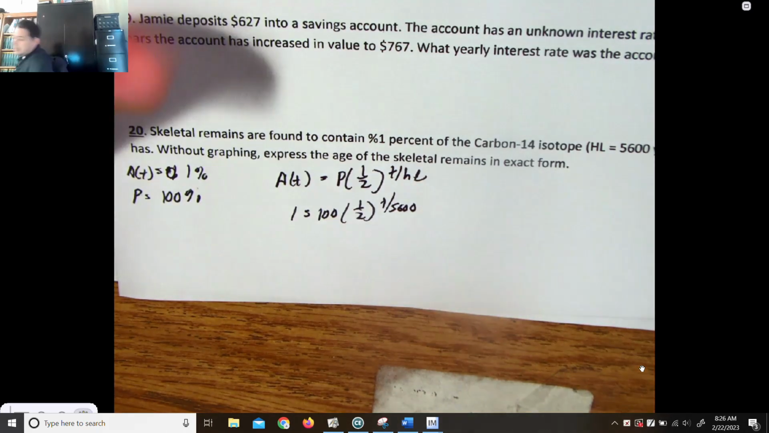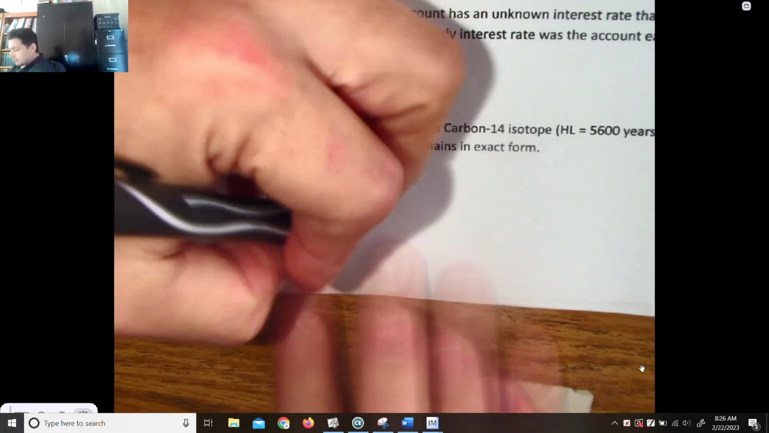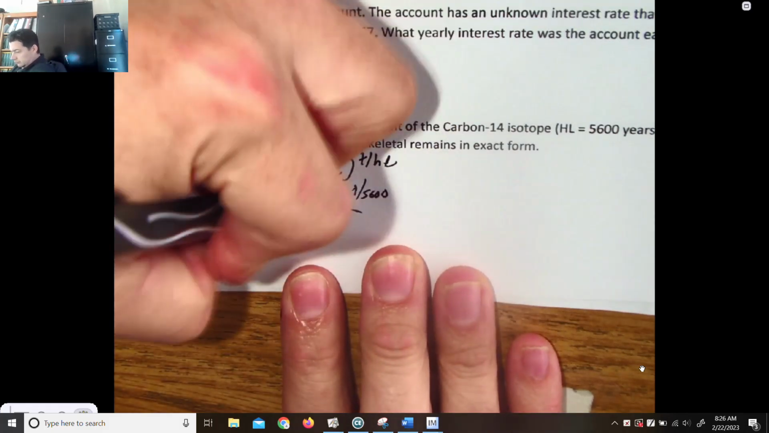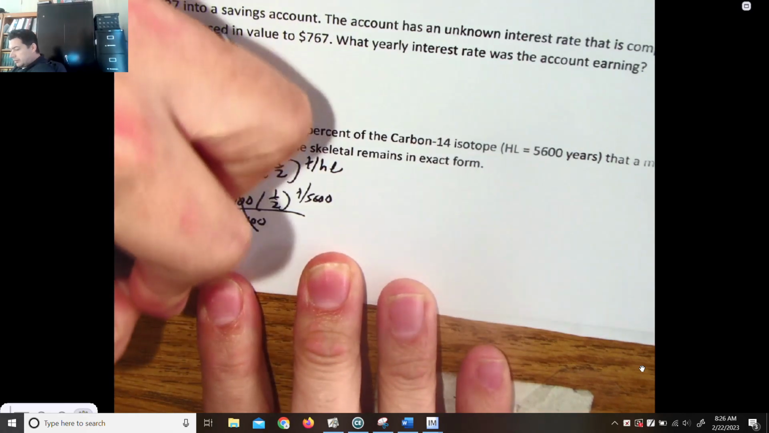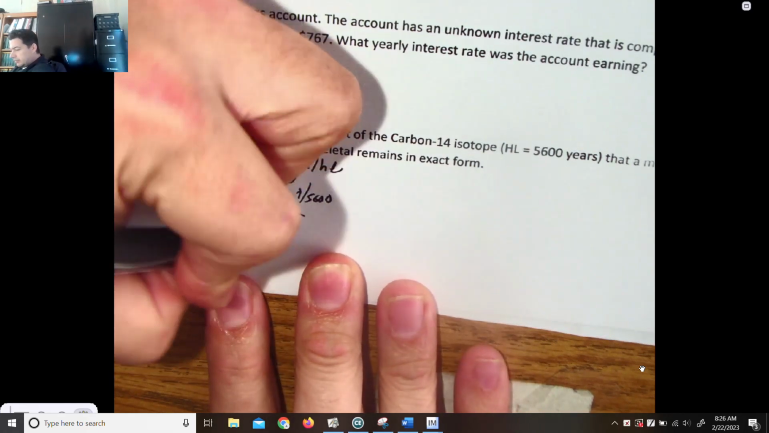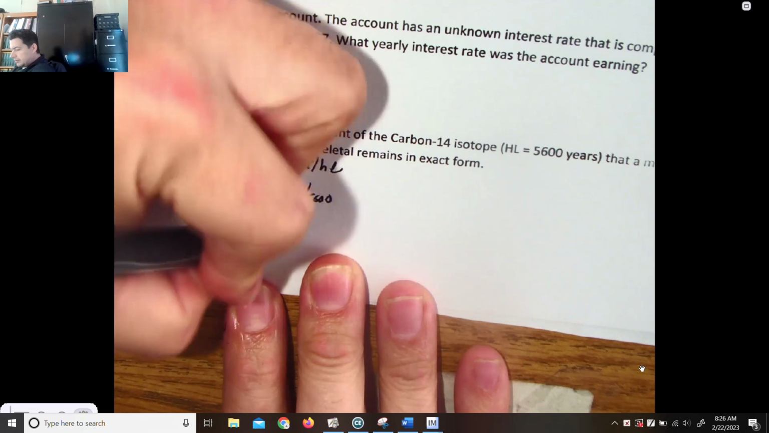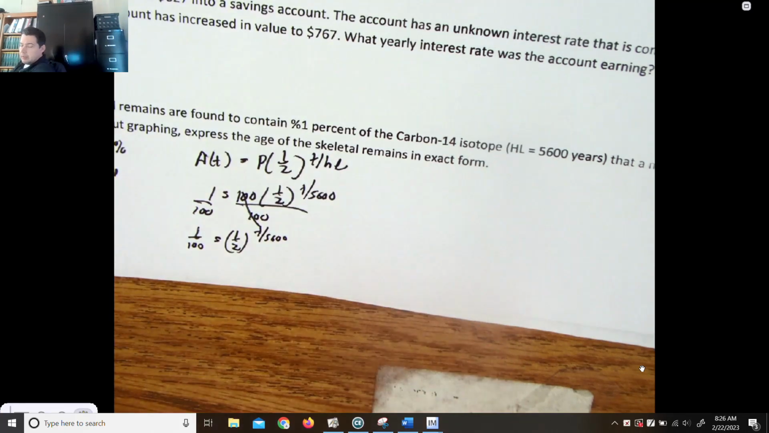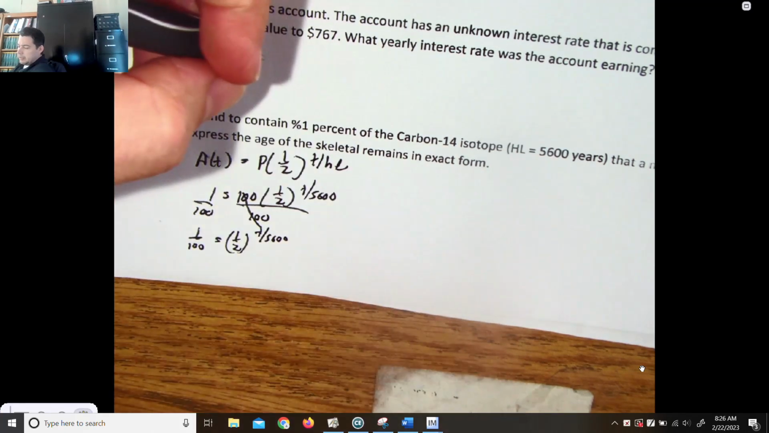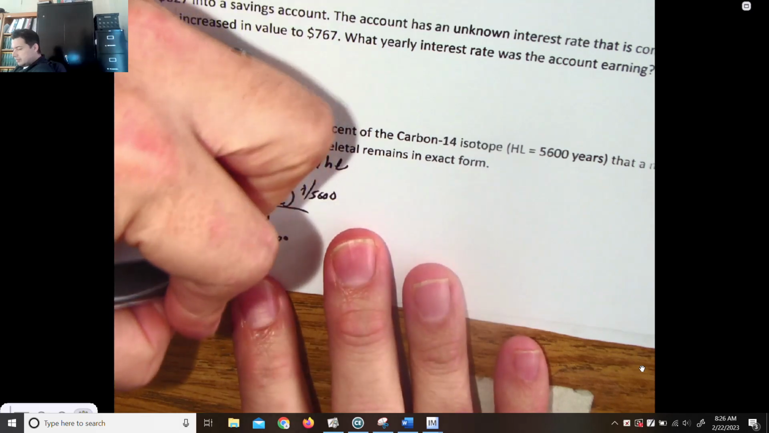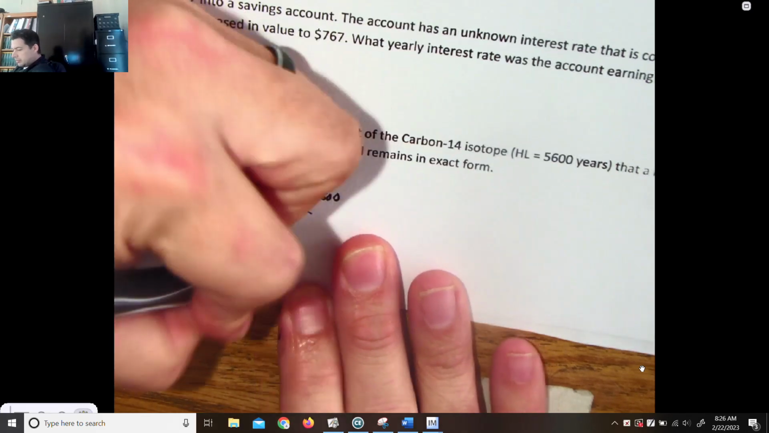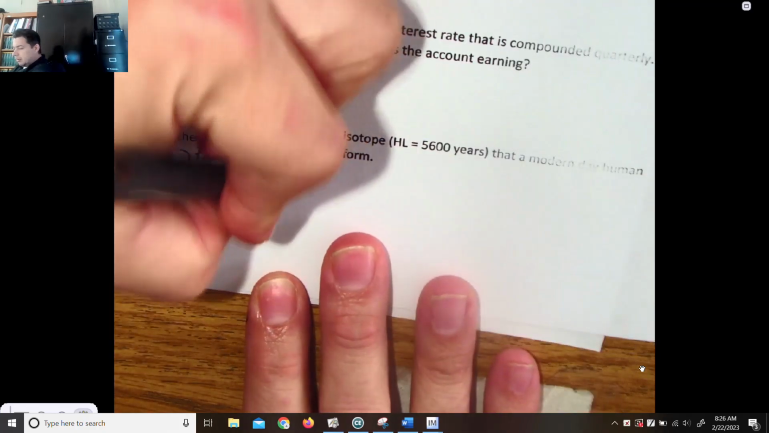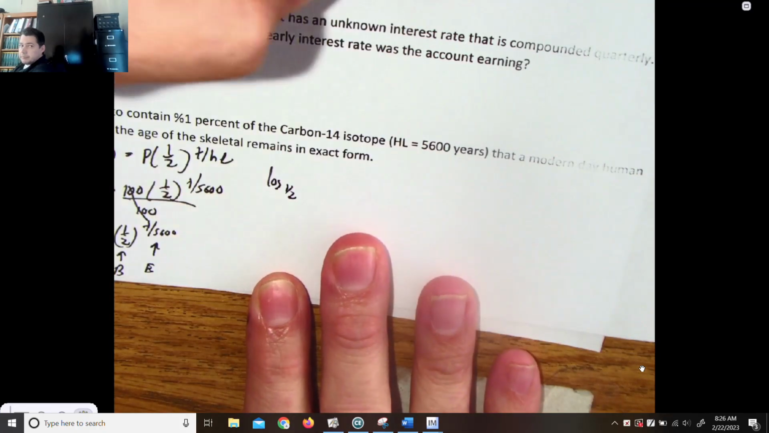First step here is to isolate the base of a half. We'll have 1/100th is 1/2 to the T over 5,600. And I'm just going to make it a logarithm. I'm not going to do an ln both sides. I'm just going to make that my base. That's my answer. That's my exponent. It's going to become a log whose base is 1/2.